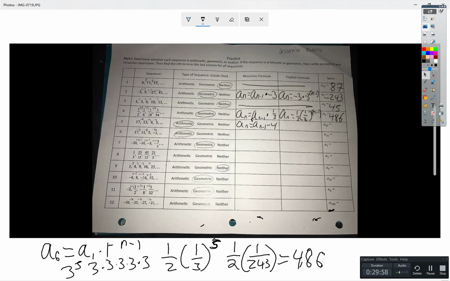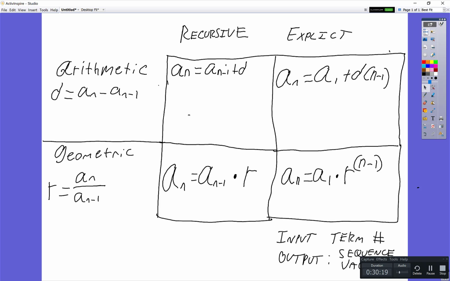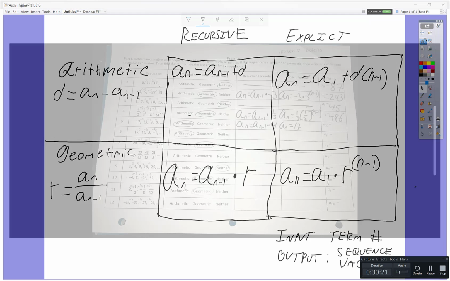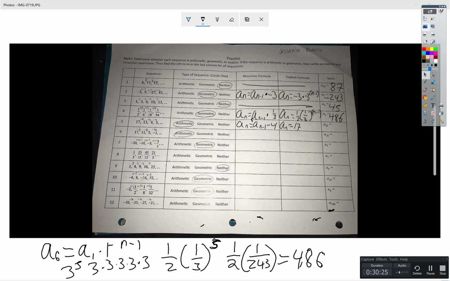And then our explicit formula is just going to be a_n is equal to a_1, and here a_1 is 17 plus d times n minus 1. So here d is -4 plus our d is -4, but we multiply that by n minus 1. Sorry, it's a little bit cramped, but hopefully you can hear me narrating.